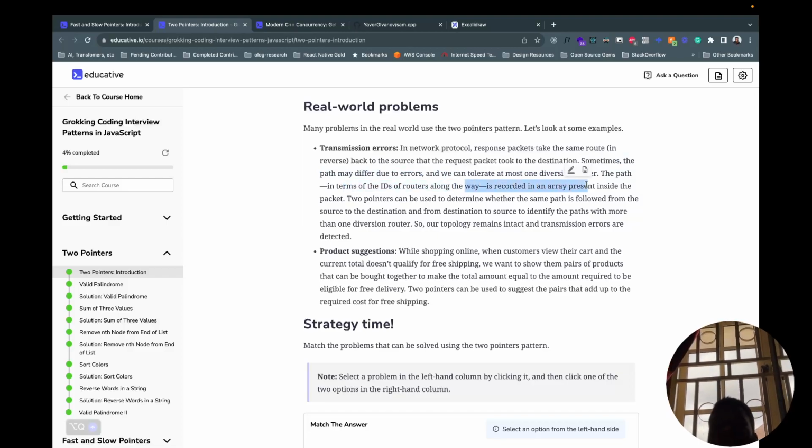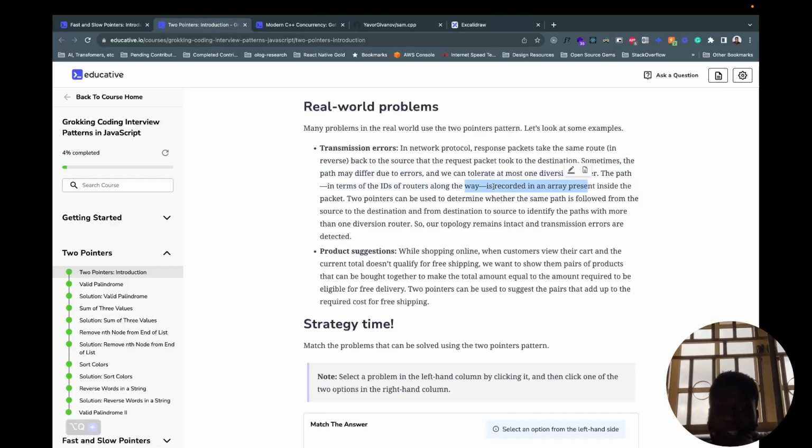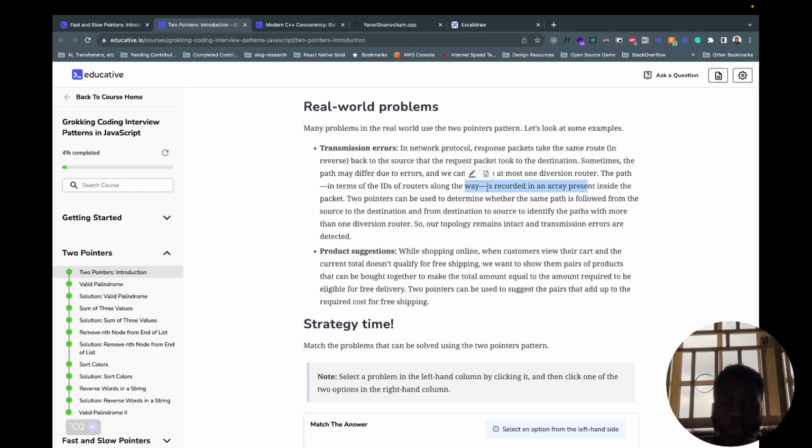Now the issue with all these real world problems is they're already solved, right? I'd probably just use a library to do it. I wouldn't implement it from scratch. Still, it's good to know why it's useful. The path, in terms of the ID of the router, is recorded in an array present inside the packet.